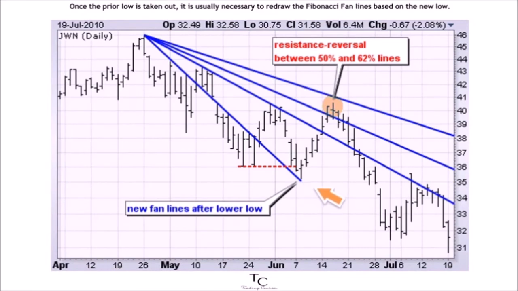Once the prior low is taken out, it is usually necessary to redraw the Fibonacci fan lines based on the new low. Chart on the screen shows new fan lines with a stock hitting resistance between the 50% and 62% lines.